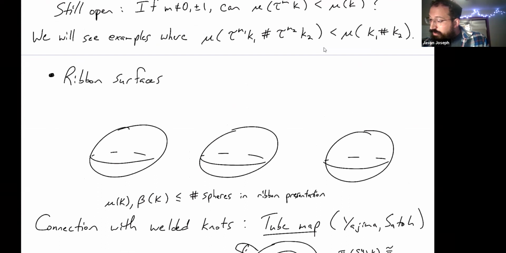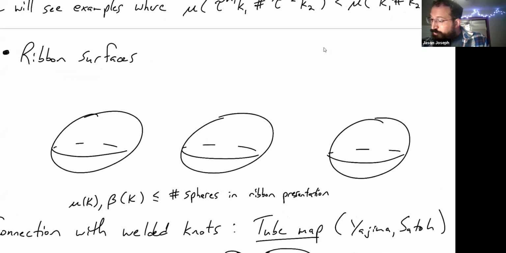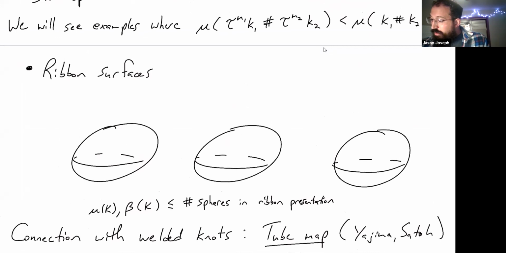Another is ribbon surfaces. So start out with an unlink of two spheres.